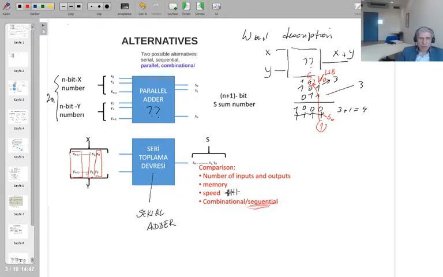So we will be doing the design of a combinational circuit, which is this one. We have chosen this parallel adder type after we examined the word description. So let's get a bit further now.